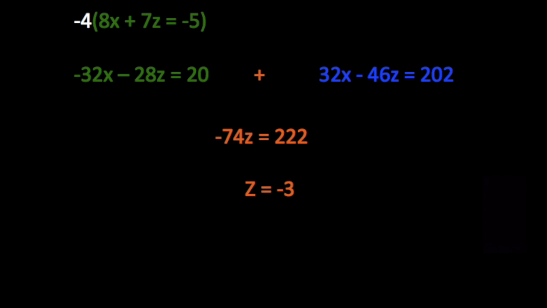Now let's eliminate x by taking the first new equation, 8x plus 7z equals negative 5, and multiplying it by negative 4. We then get negative 32x minus 28z equals 20. Combine this equation with the equation 32x minus 46z equals 202, and that will cancel out x. Further simplify the equation, and you will see that z equals -3.